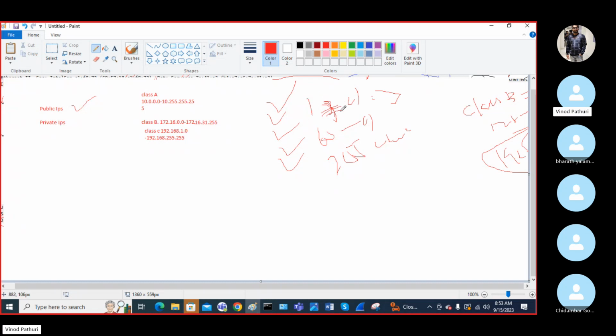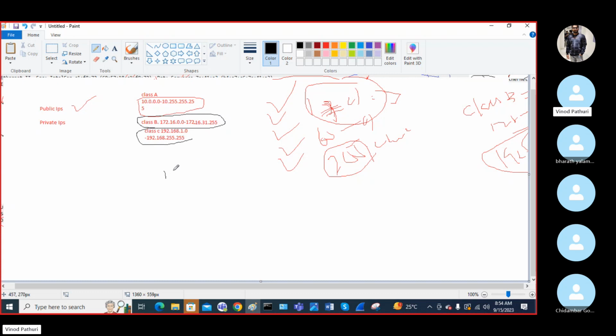Even in class B and class C, because you have only 255, you can give it to only 255 members in a network. I'm talking about a single network, not the whole old class C. So 10.0.0 to 10.255 becomes a single network, and 192.168.1.0 and so on, this all becomes a network.